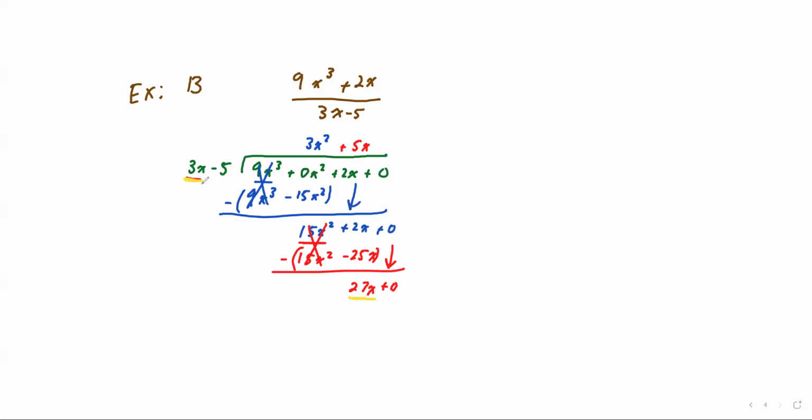27x divided by 3x would be 9. 9 times 3x is 27x. 9 times negative 5 is negative 45. Step 3, subtract. 27x minus 27x is 0. 0 minus negative 45, that's like a plus 45. And remember, that is my remainder. So I'll write it as plus 45 over 3x minus 5. There is your final answer.